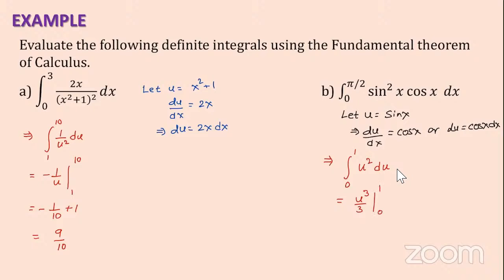Now we can use our fundamental theorem of calculus. That is, we plug in the upper limit. So when I plug in 1 for u, it will be 1 cubed over 3, which is 1 over 3. Then minus, if I plug in the lower limit, I have to plug in 0 for u. So 0 cubed over 3 is 0. That is equal to 1/3 minus 0, which is equal to 1/3. So that is the value of the integral given here in part B.